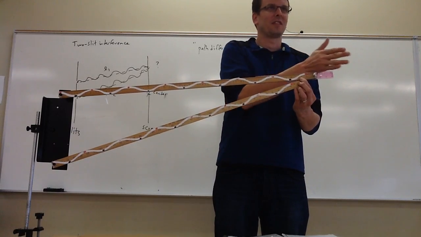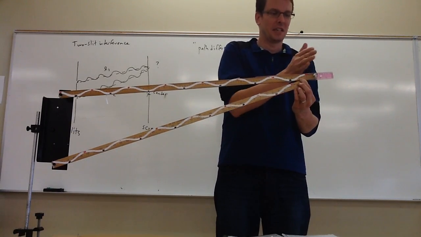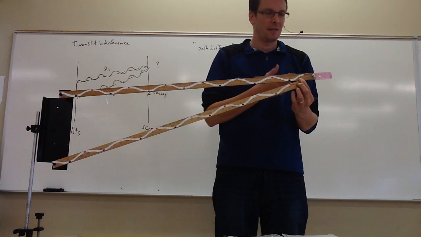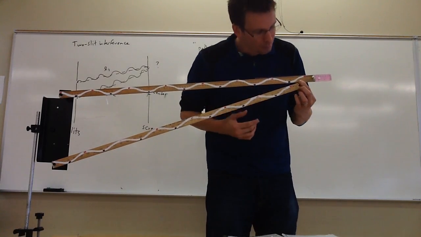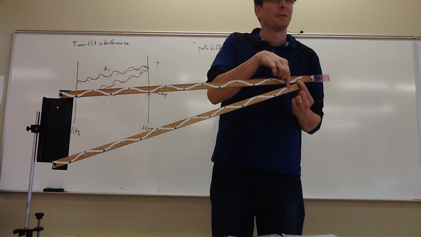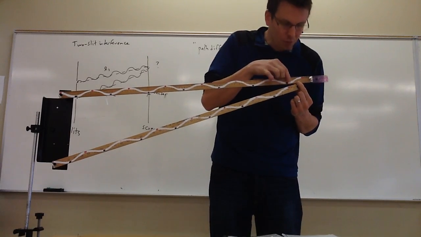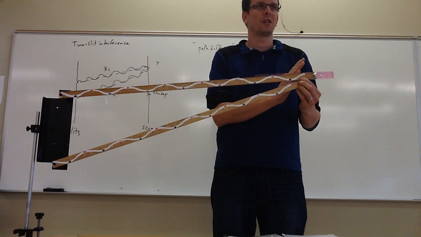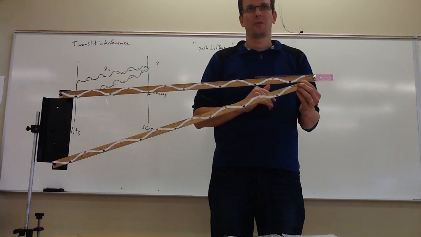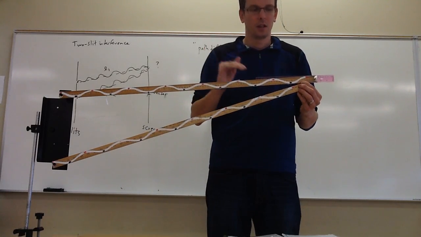You're going to have to ignore this, of course, because that has no meaning now, because that's past the screen. I can't obviously make these meter sticks shorter for my demo. But the point is that if the screen is here, now the crest and the trough are aligning and they're going to kill each other. So at this point on the screen, we're going to see destructive interference. It's going to be dark.